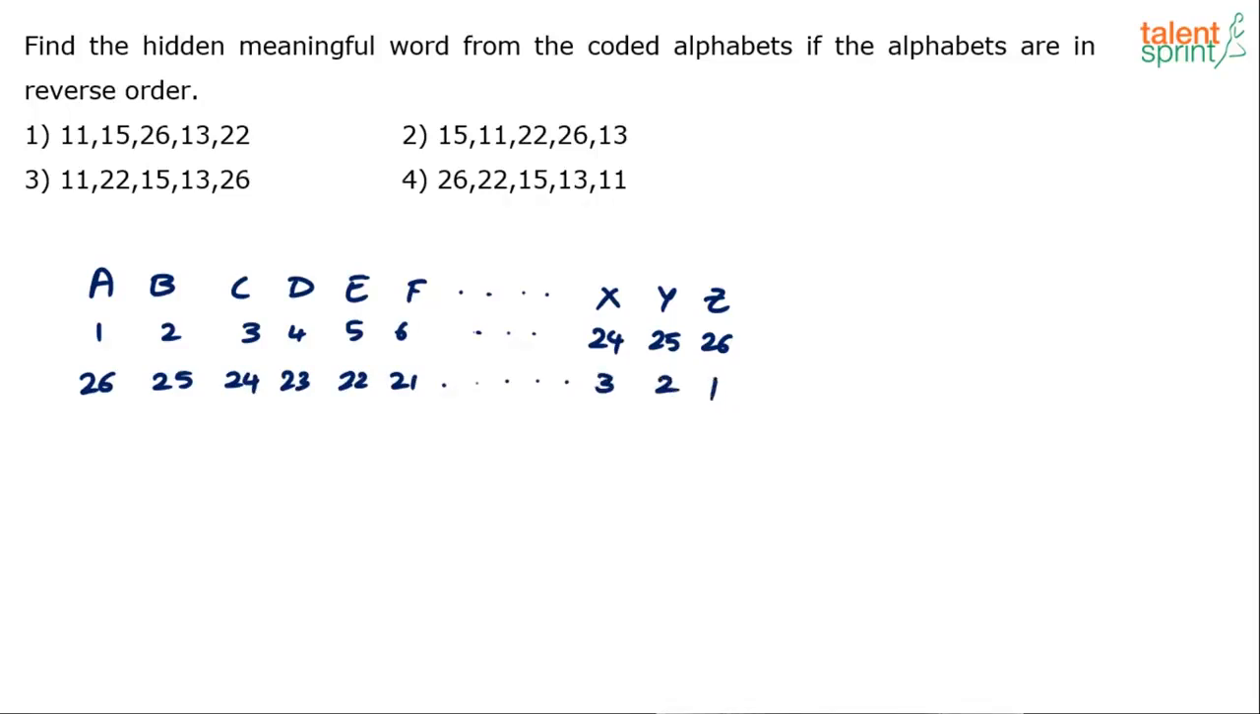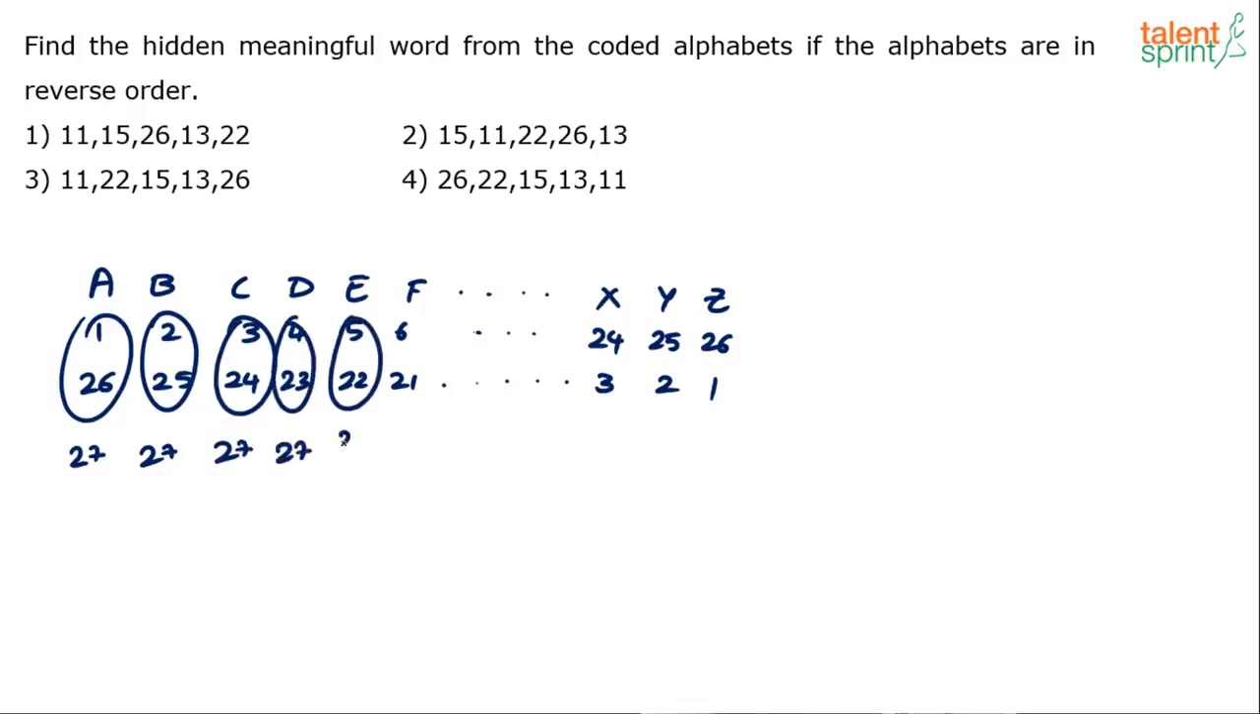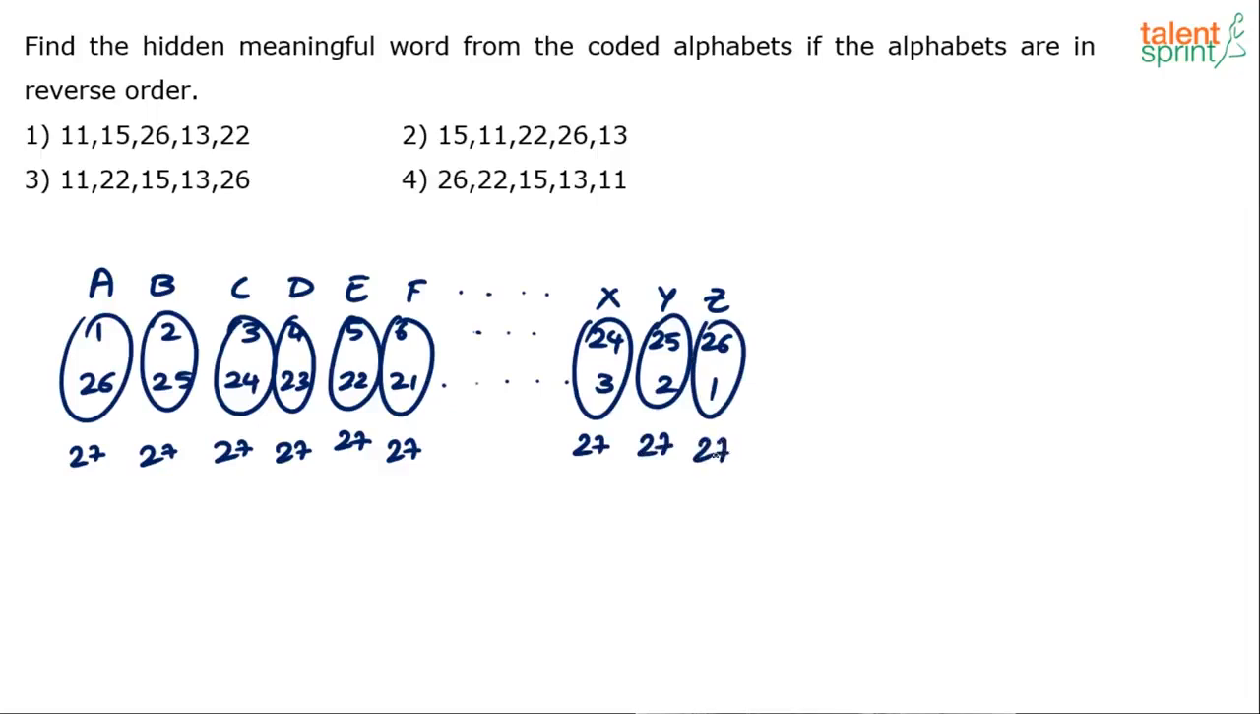Okay? The simple logic here is, if you want to find the position in the reverse order, the technique that can be used is this: if you observe, the sum of the actual position and the position in reverse is always 27. See, 1 plus 26 is 27. 2 plus 25 is 27. 3 plus 24 is 27. 4 plus 23 is 27. 5 plus 22 is 27. 6 and 21 is 27. 4 and 23 is 27. This again is 27. Here again it's 27.